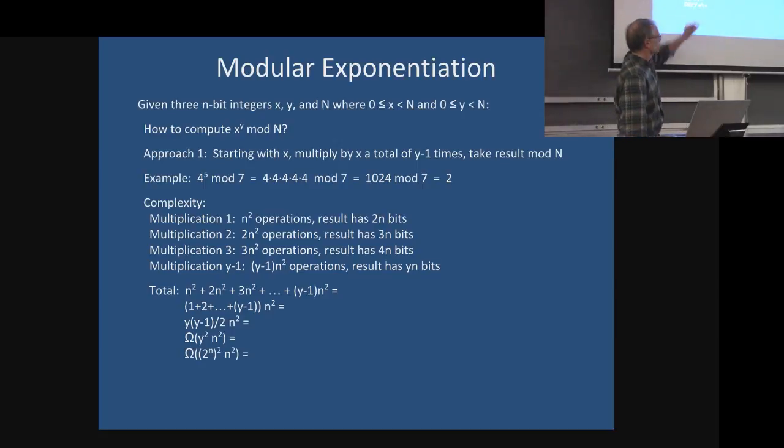So think about it this way. Suppose y is 100 bits. Okay? And so n will be 100. Y, how big can a 100-bit number be?